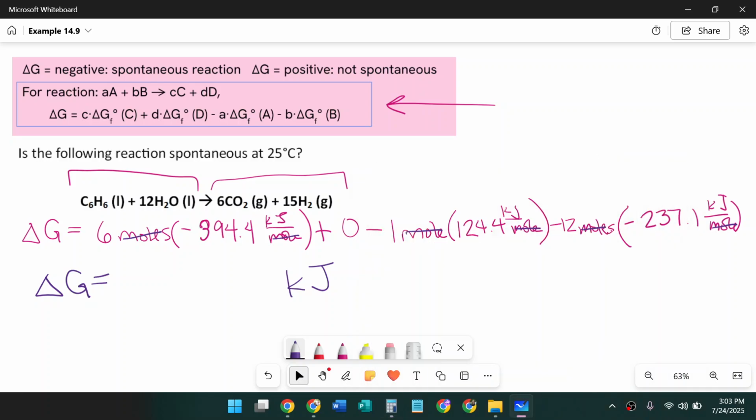So let's go ahead and write that down. 354.4 kilojoules. And we know whether it's spontaneous or not based on the sign of G. Because it's positive, this is not spontaneous. I'm just going to circle it up here rather than writing it. Okay? I believe that is our last example for this chapter.